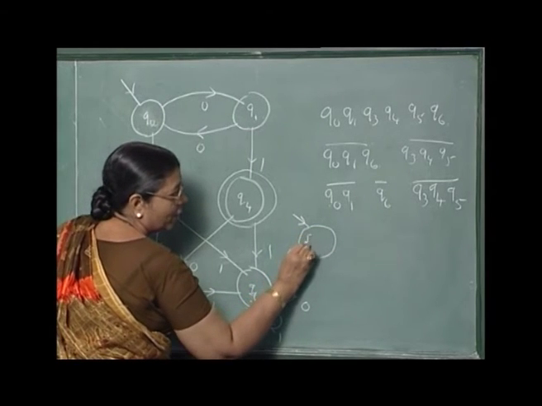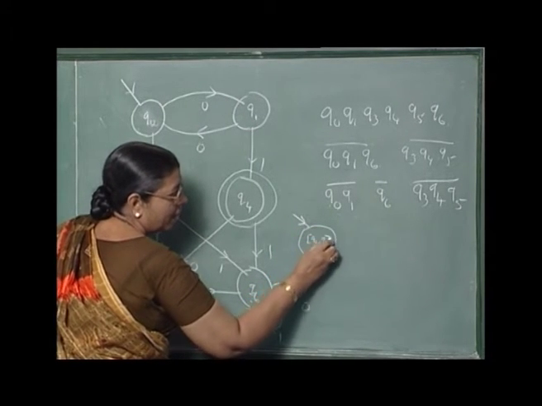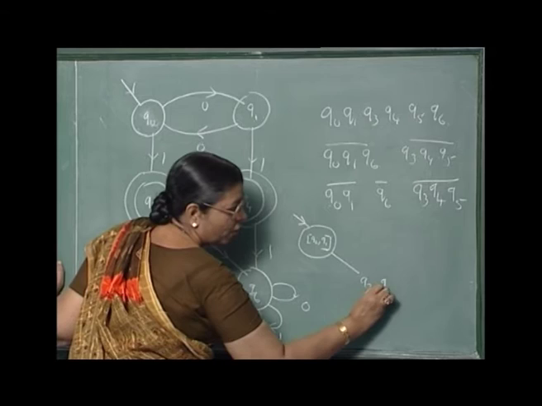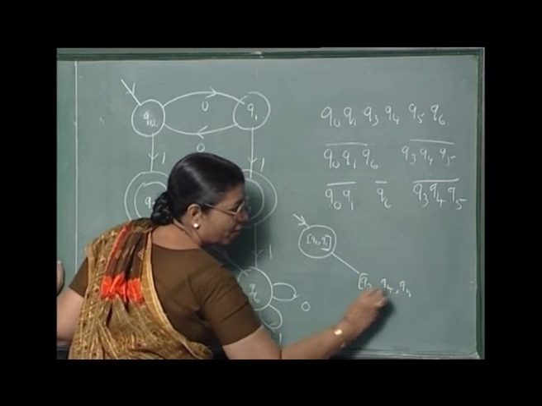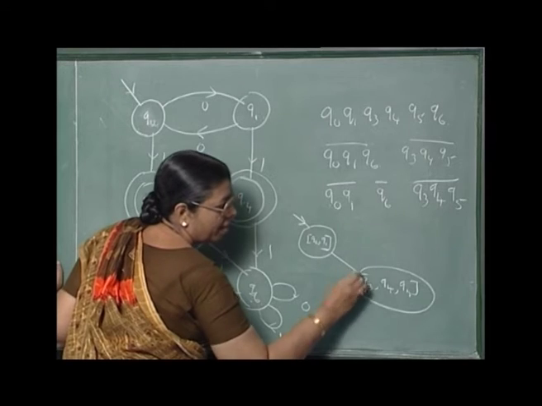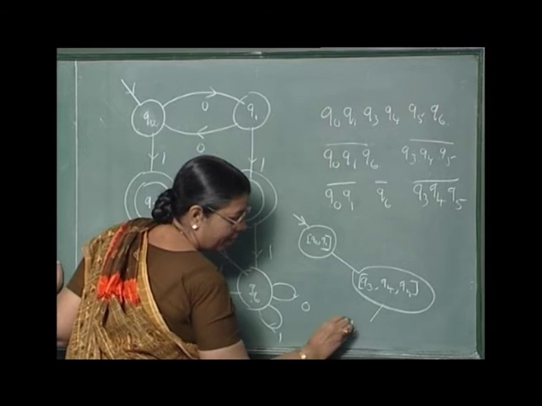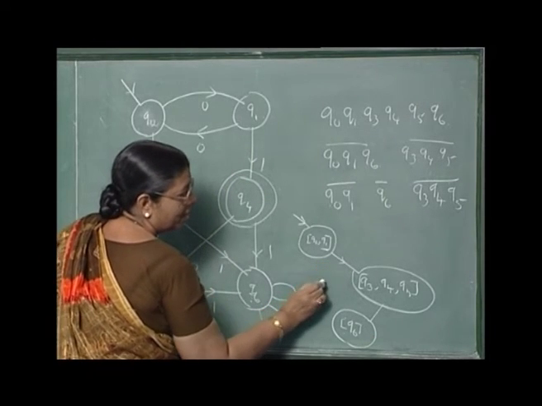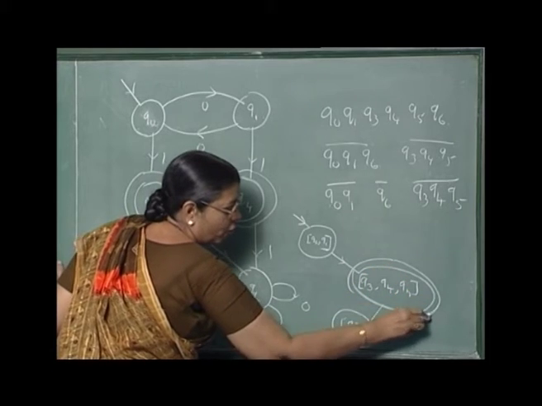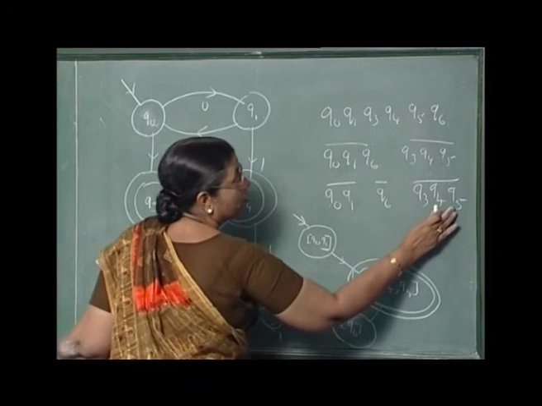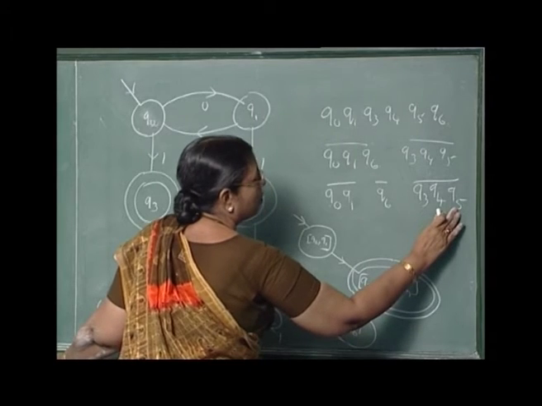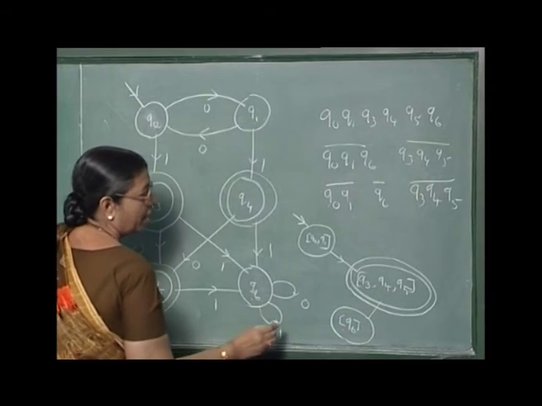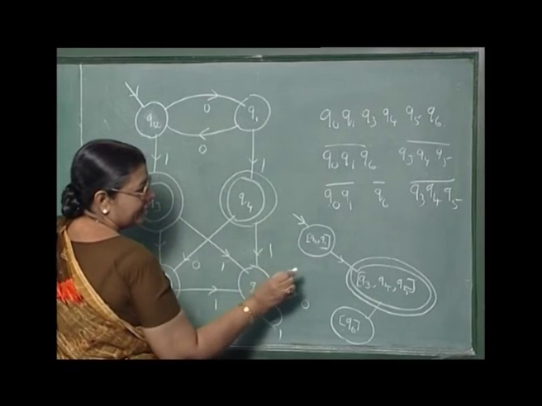You can merge Q0, Q1 and you can merge Q3, Q4, Q5. Then Q6 alone will be separate. So, this is the final state, Q3, Q4, Q5. Okay. This is the final state, this is the initial state.